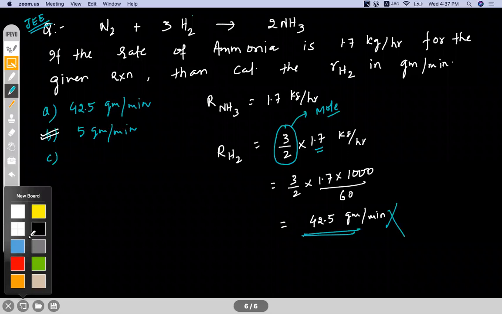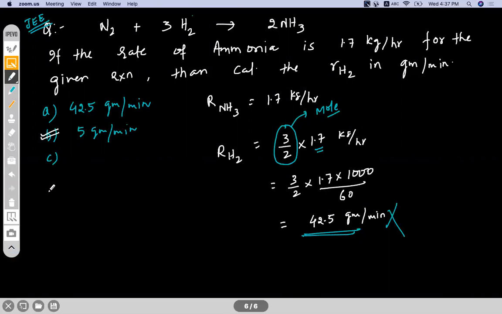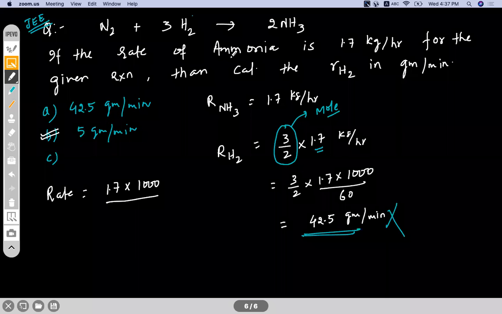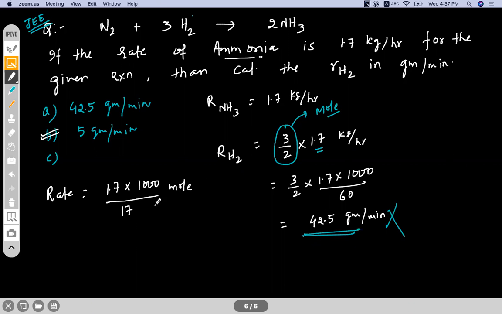Wait, so how do you convert it into moles per minute again? See, I'll do that. What is given? Rate is equal to 1.7 kg. First of all, we convert this into grams, so 1.7 into 1000 is grams. Mass divided by molecular mass. This 1.7 is given for NH3, ammonia. The molecular mass of ammonia is 17. So this becomes moles. In the denominator, we have to convert hours into minutes, so we put 60 here. So this becomes mole per minute.